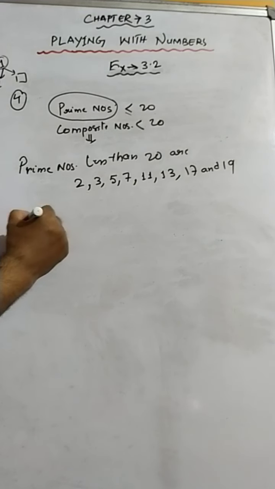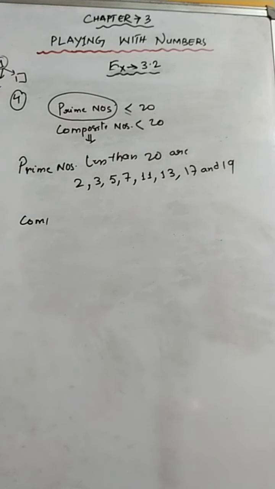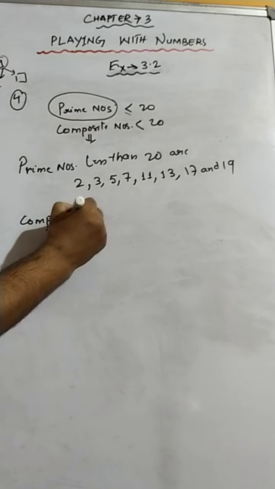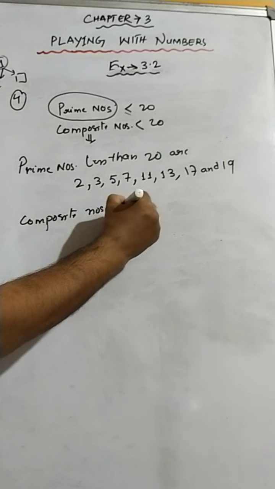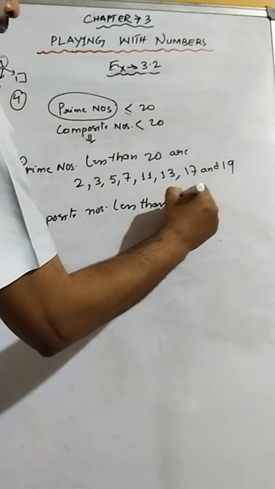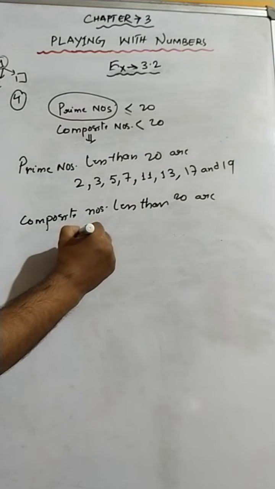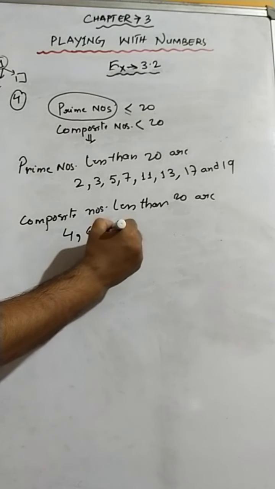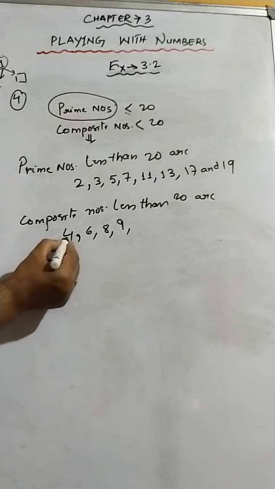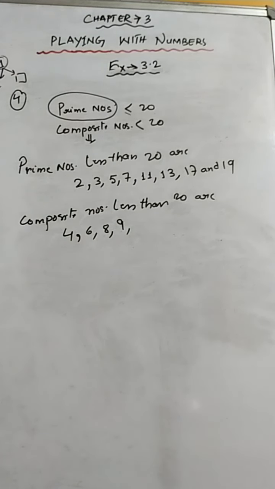Okay. Now let's check the composite numbers. Composite numbers less than 20 are. Now we have to check those numbers which are not only divisible by 1 or by itself but by other numbers also. So the smallest composite number is what? 4, then 6, then 8, then 9 also. It's not that only the even numbers are composite numbers. An odd number can also be a composite number.